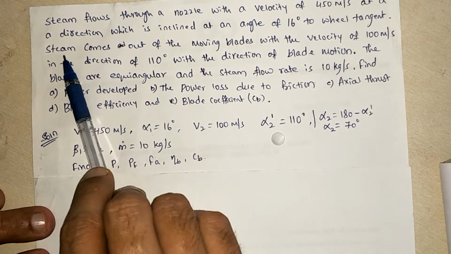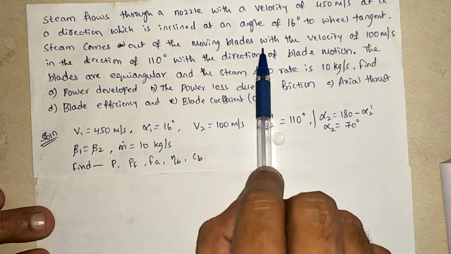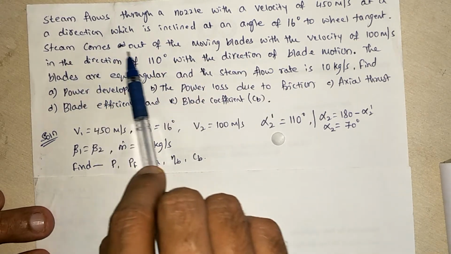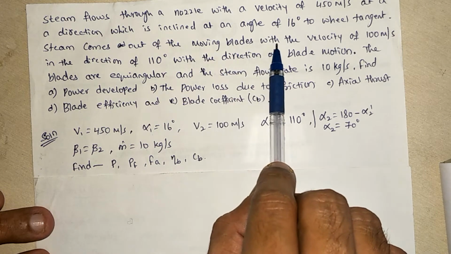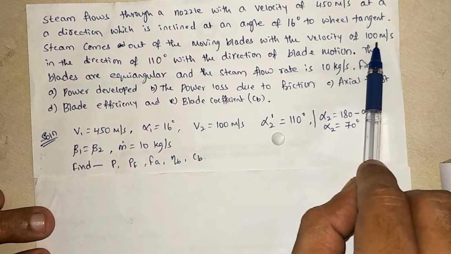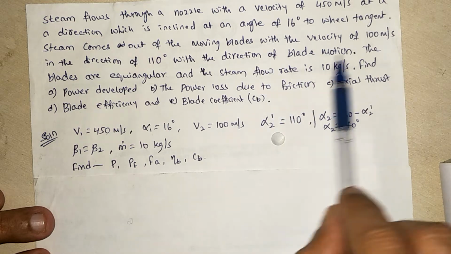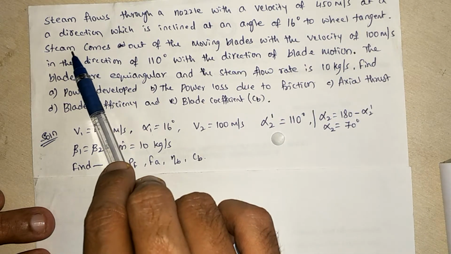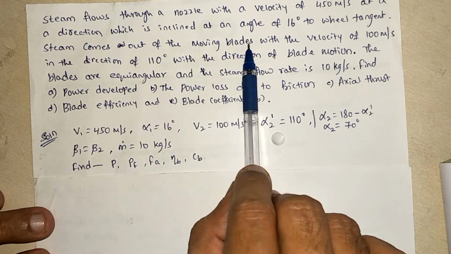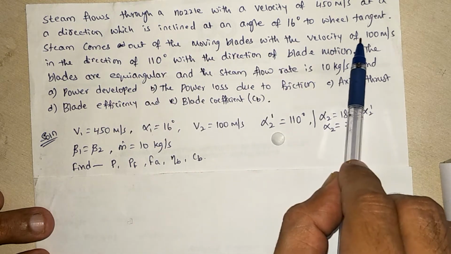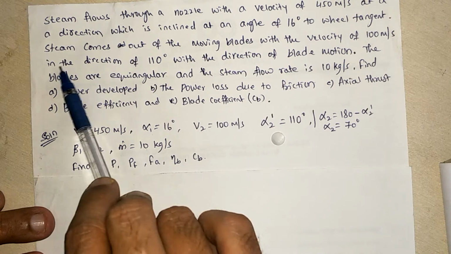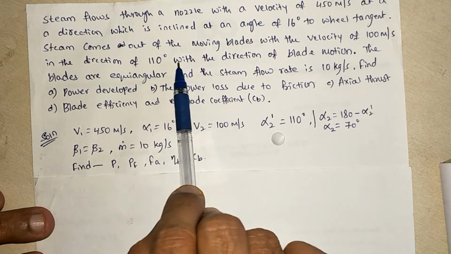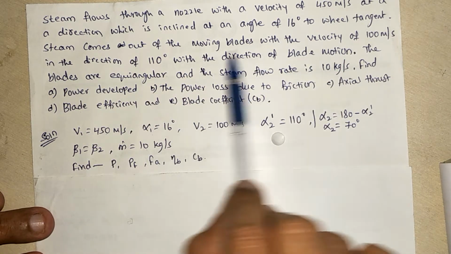So this is V2, the steam which is coming out of the moving blade. So during the exit, we call it V2. V2 is 100 meters per second, as you can see here. So the steam which is coming out of the moving blade with the velocity of 100 meters per second is in the direction 110 degree with the direction of blade motion.